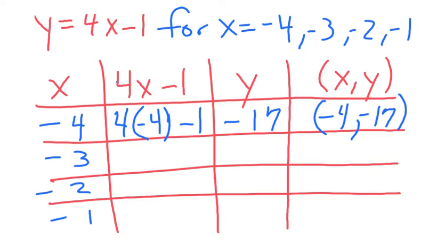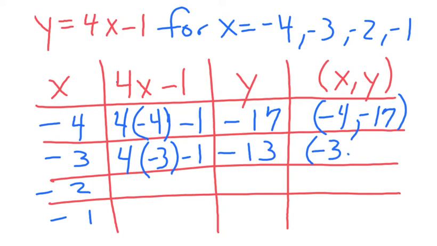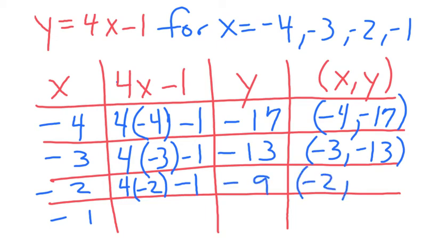So now we do the whole thing again for negative 3. So 4 times negative 3 minus 1. That's negative 12 minus 1, which is negative 13, which gives us negative 3 for x, negative 13 for y. Now, let's do it with the negative 2. 4 times negative 2 minus 1. Well, 4 times negative 2 is negative 8. Negative 8 minus 1 is negative 9. So that's negative 2, negative 9.